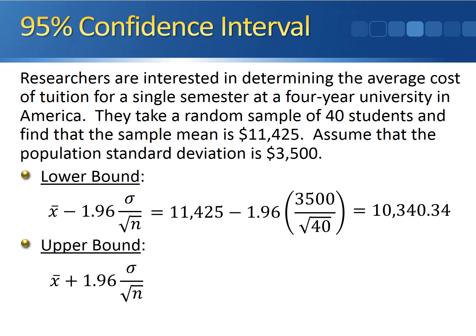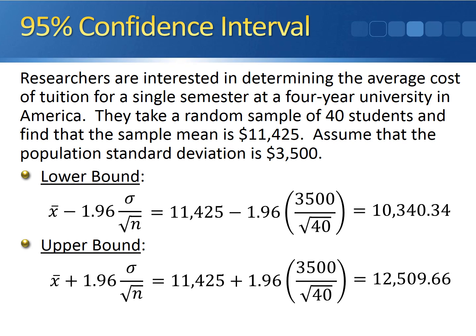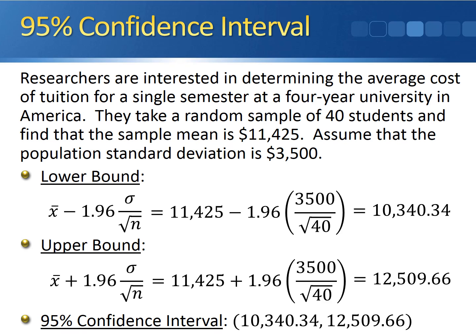The upper bound is calculated in a similar way. Instead, we have x bar plus 1.96 times sigma over the square root of n. Everything in this equation stays exactly the same, except the minus sign now becomes a plus sign, so the upper bound is 12,509.66. Putting everything together, our 95% confidence interval for the population mean cost for a single semester of tuition is 10,340.34 to 12,509.66.